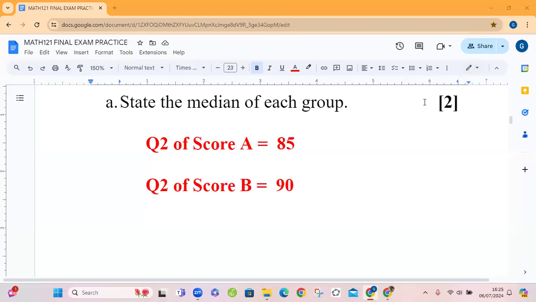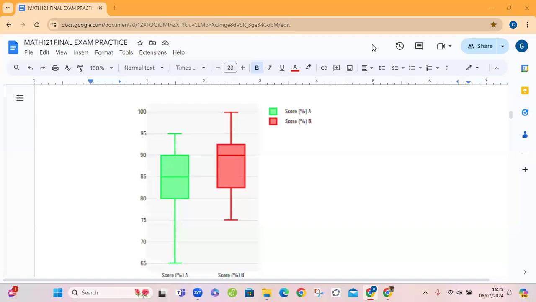Part A is asking to state the median for each group. As we said earlier, the median for A is 85% and the median for B is 90%. And just to confirm, here is the median for A, 85, and the median for B, 90%.